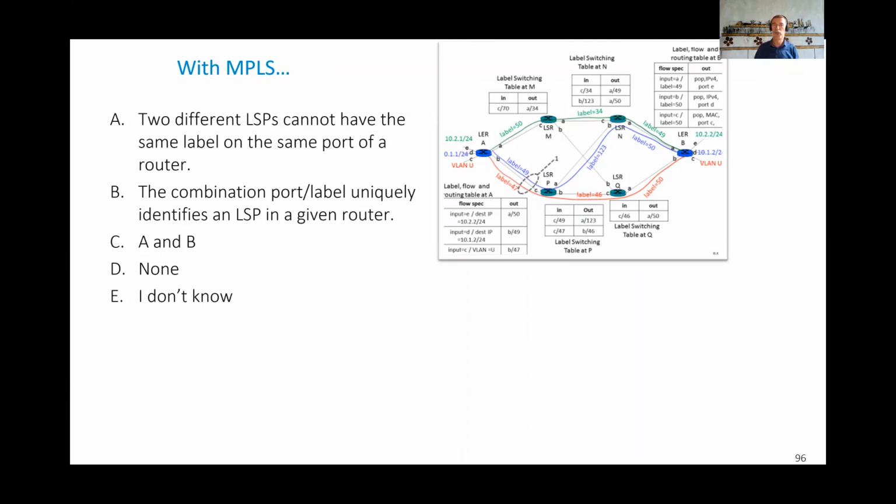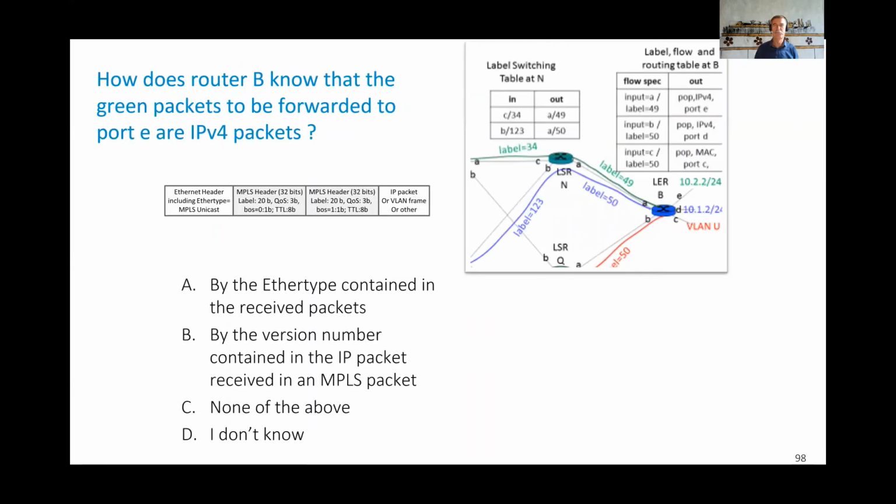The combination port and label uniquely identifies an LSP in a given router. This is correct here. If I'm on this link here, the combination of the fact that it is arriving on port C and label 49 uniquely identifies it. Here is another quiz that I'll let you discover. Pause and look at the answer.